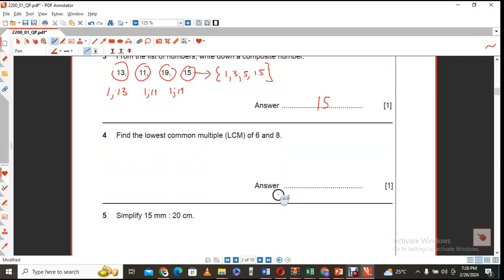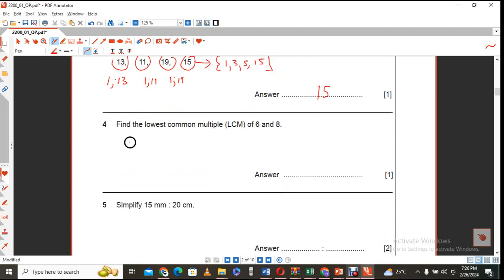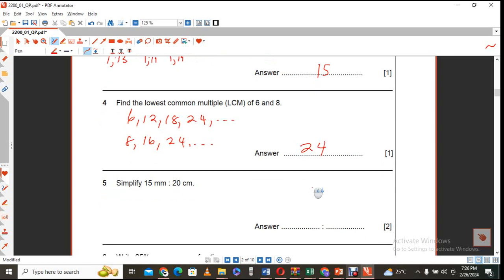Find the lowest common multiple of 6 and 8. Now again, you can do the 6 times table if you want to, but there's no need for that. You should know that the lowest common multiple will be 24.